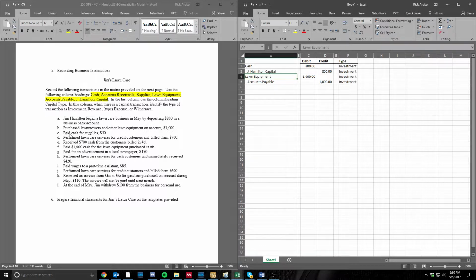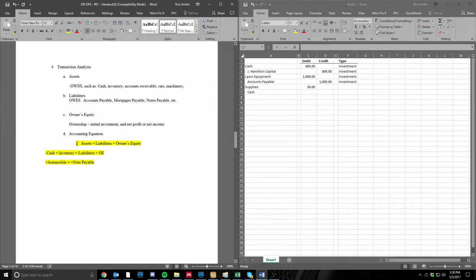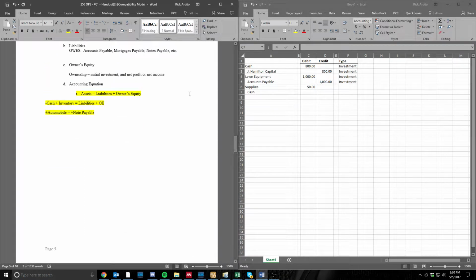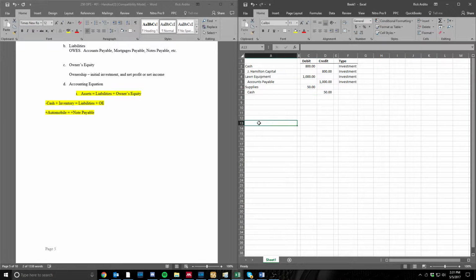Then we paid cash for supplies. So we bought some supplies. Look, we have a supplies account. This is an asset as well. And we paid cash. Now, these are both asset accounts, supplies and cash. These are things that the company owns. We increased supplies though. Remember, assets is on the left side of the accounting equation here. So to increase it, we use a left entry or a debit. And we need to decrease cash because we spent cash on these supplies. So we use a right entry or a credit to decrease cash.